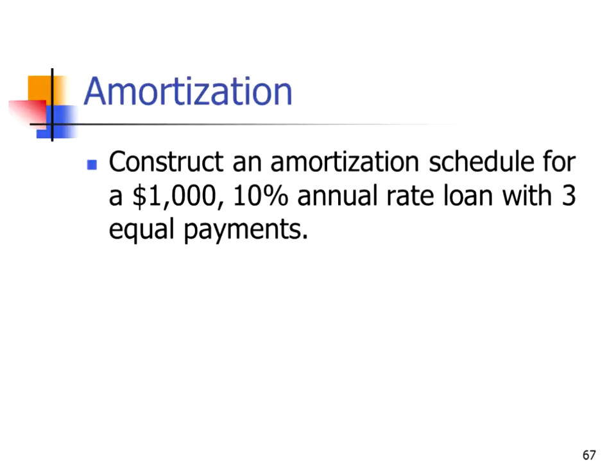Okay, I think we had done this before, but we can do it again. Construct an amortization schedule for a $1,000 loan at a 10% annual rate with 3 equal payments. Can you do that? The first thing, obviously, that you need to do is calculate your payment.